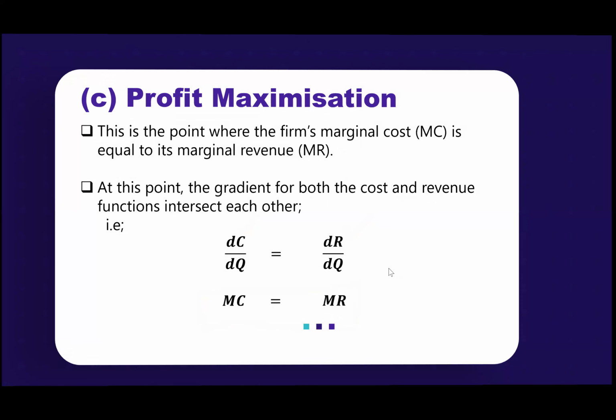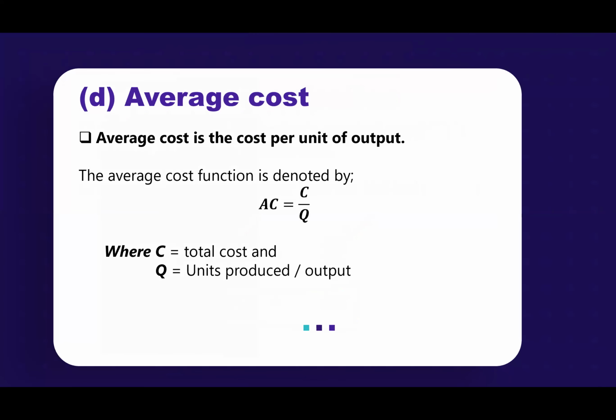Average cost is the cost per unit of output. From time to time, your economist will be talking about average revenue. And of course, you will know that that is the revenue per unit.